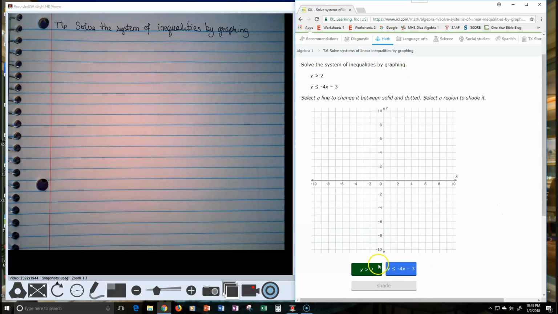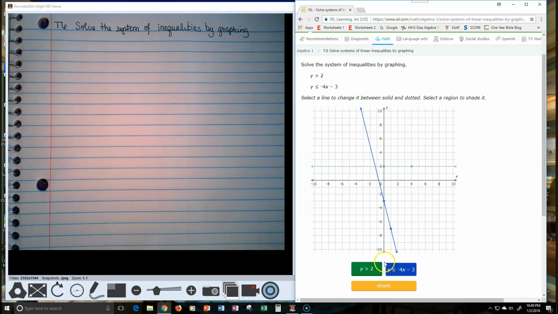Alright, let's do our next one. Y is greater than 2. So here we have 2. We know it's a dotted line because we have greater than, not greater than or equal to. Next we have y is less than or equal to -4x minus 3. So we know we start with our intercept at -3. We know it's going to fall from left to right. So we're going to go down 4, 1, 2, 3, 4, to the right 1.